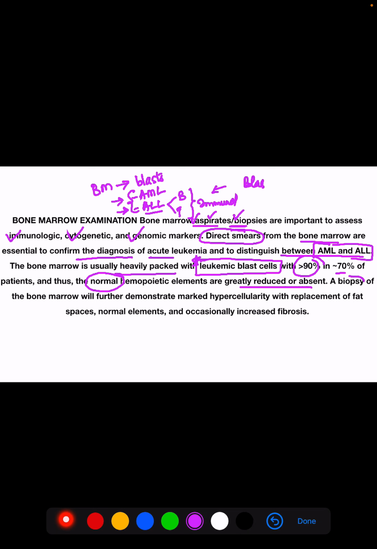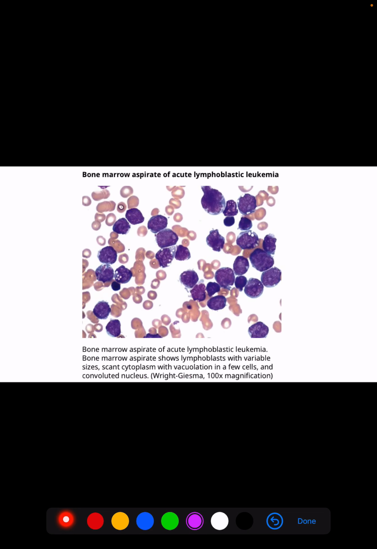And if we do a biopsy of the bone marrow, it will further demonstrate this. What can we see in the biopsy? There could be a marked hypercellularity with replacement of fat spaces and normal elements, and occasionally we can also see increased fibrosis. Because the cell count is increased, there will be marked hypercellularity. Even the fat spaces will be replaced by these increased malignant cells, and even normal elements, and occasionally we can also see fibrosis in the bone marrow.